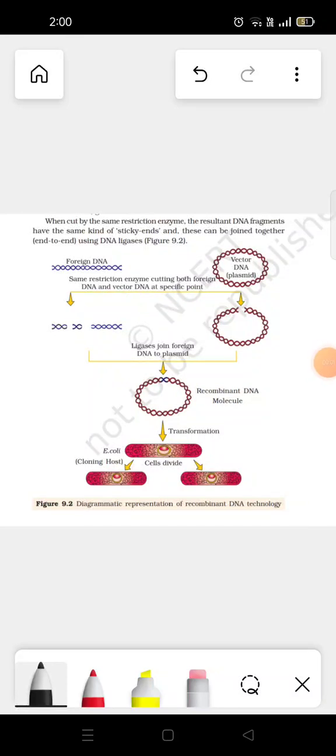Everyone, this is Biox. Today let's study the diagrammatic representation of recombinant DNA technology. Let's make it easy for you to understand it better.